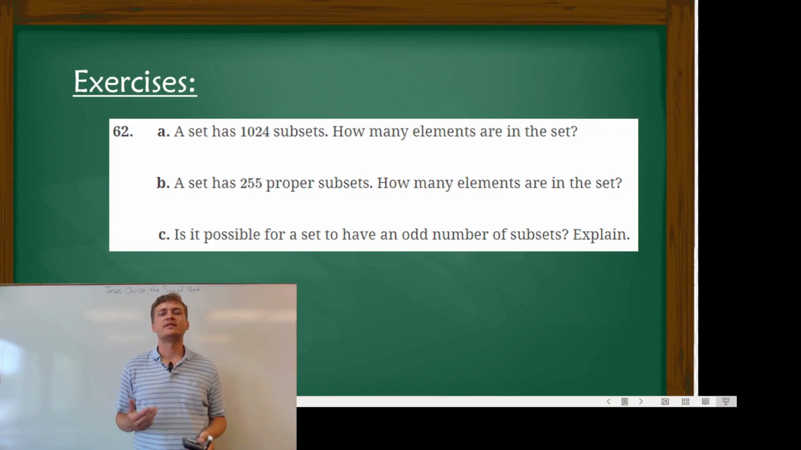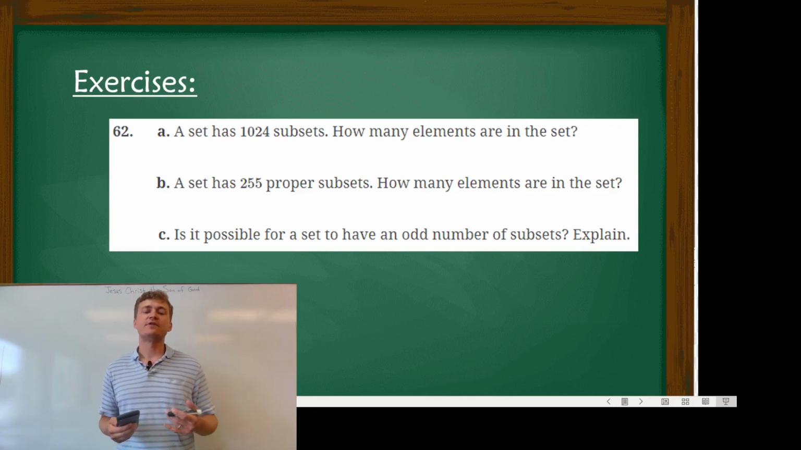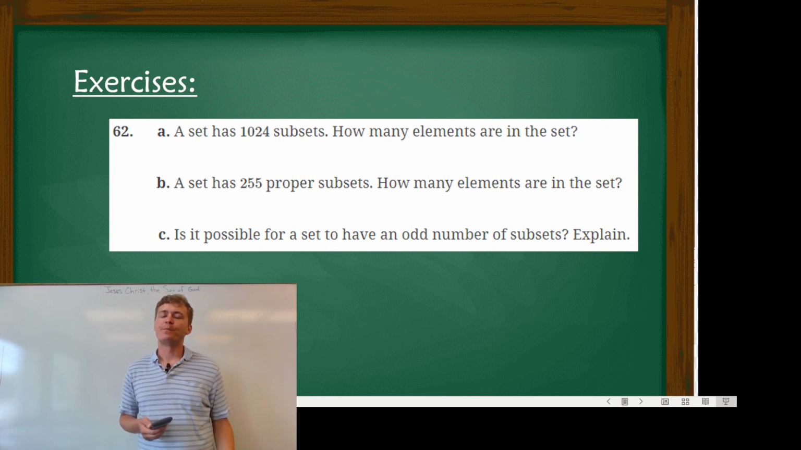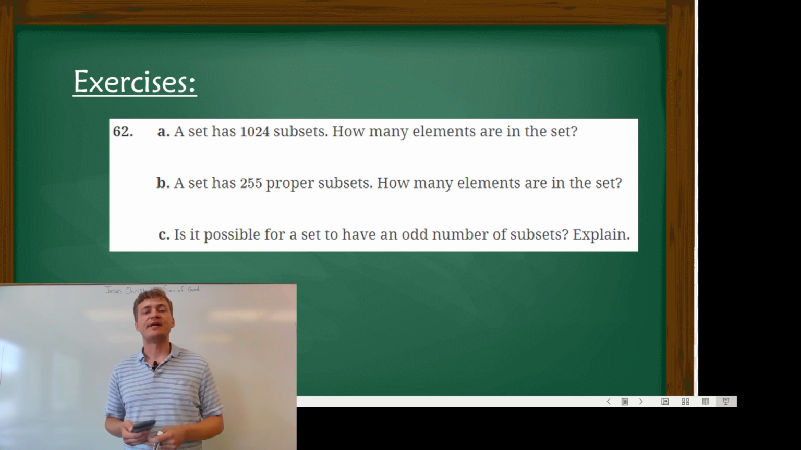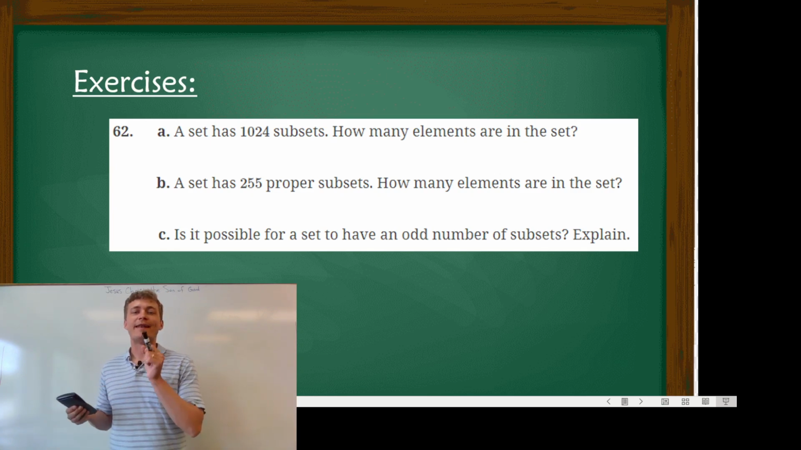Part B says that a set has 255 proper subsets. Now notice the difference in terminology, proper subsets versus subsets. How many elements are in the set? Well, 2 to the n power only applies to subsets. When we say proper subsets, it's 2 to the n power minus 1. And that's what's happened here.